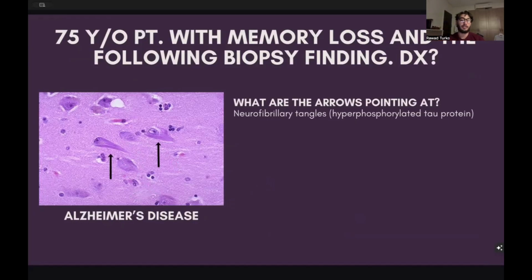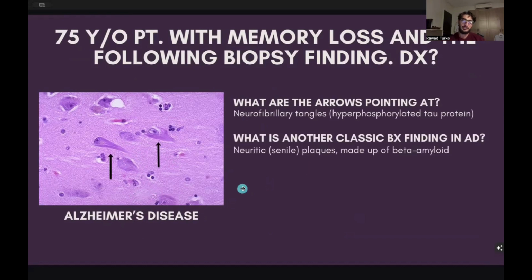There is another biopsy finding that's important though. So what's another classic biopsy finding in Alzheimer's disease? These are your neuritic or senile plaques made up of beta amyloid. Okay, so something important to know. So you have beta amyloid making your neuritic plaques, and hyperphosphorylated tau protein making your neurofibrillary tangles. All right.